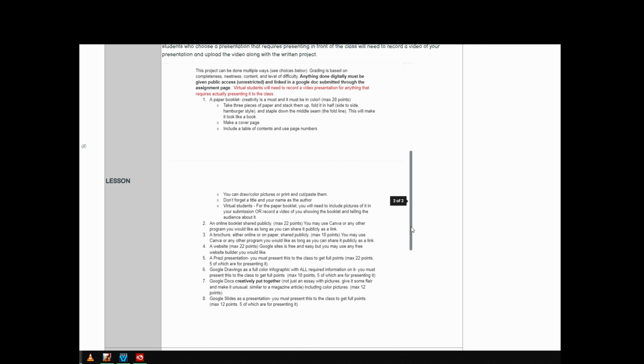If you're just going to put all this into a Google Doc, it needs to be creative. It needs to look similar to a magazine article or something. And that is going to be worth 12 points. And then Google Slides presentation, also worth 12 points. 5 of those are for presenting it. If you don't present, you're going to get a C on this.